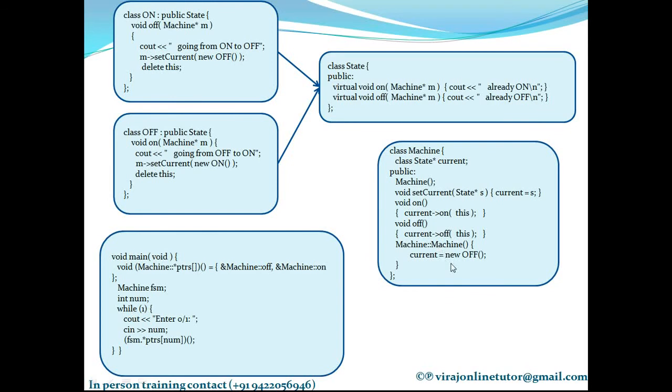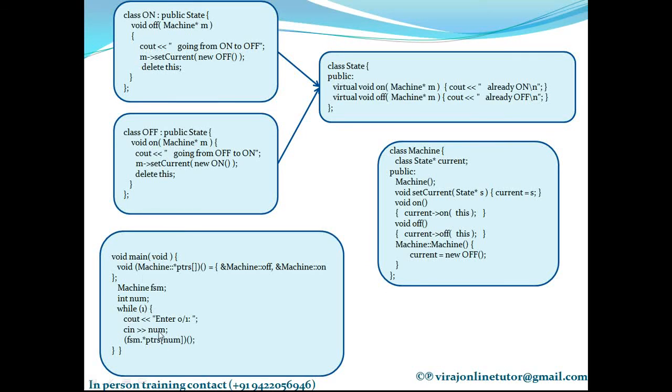Since the current state is off, it will invoke the off function of the off class, which will print on the screen the machine is already off. Again, if user types 0, then I am going to call the machine's off function. So the machine's off function calls the current state's off function. What is the current state? Off. So it will print machine is already off.